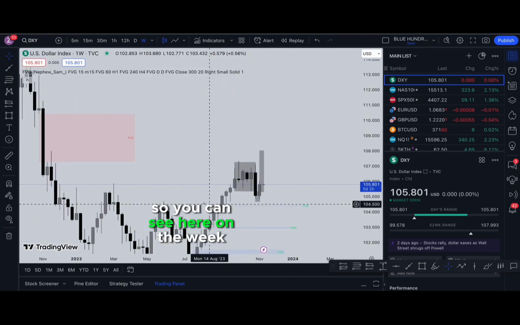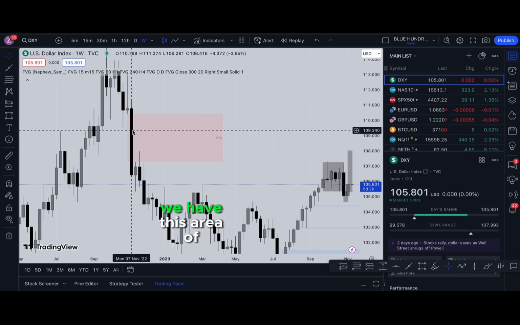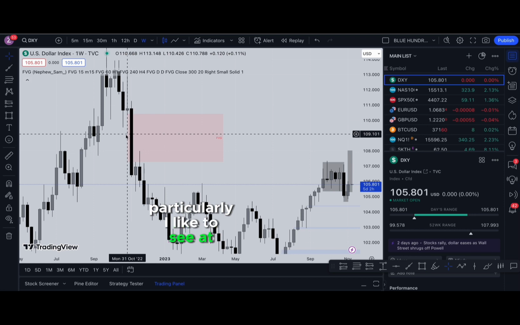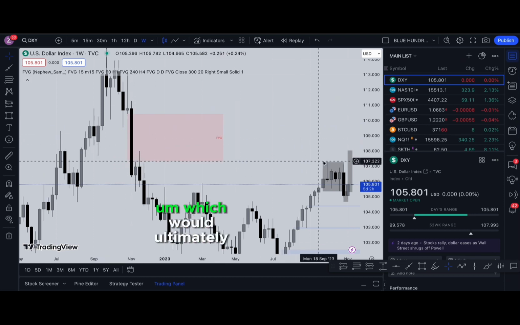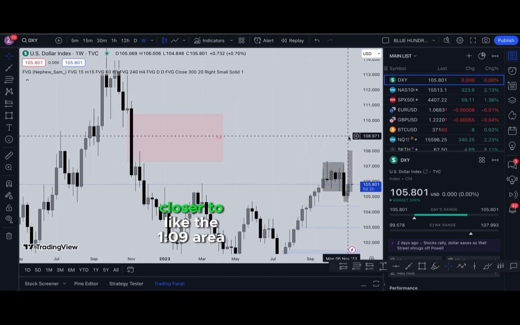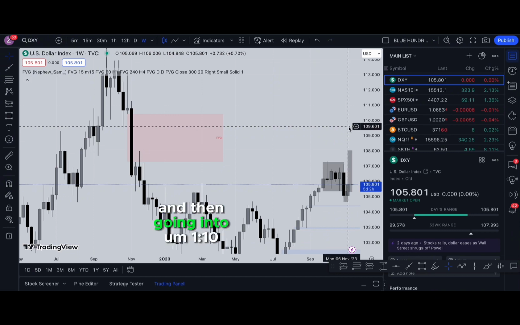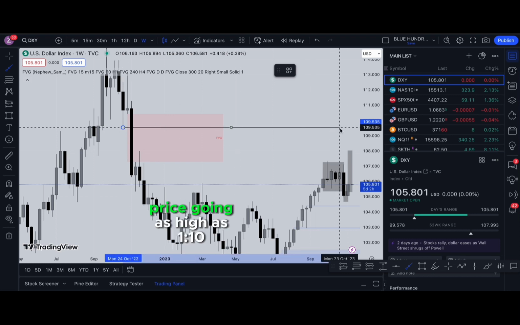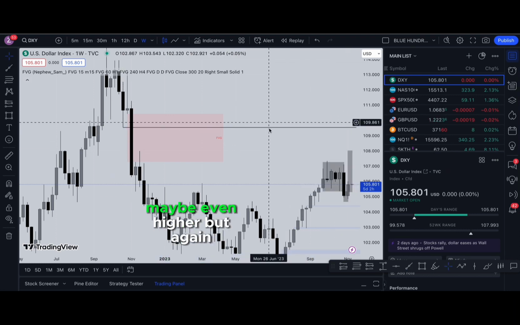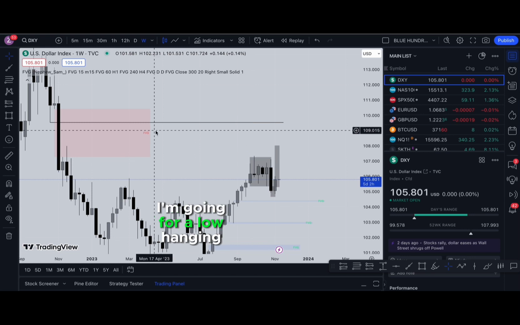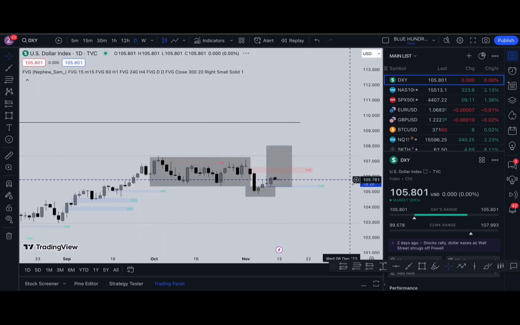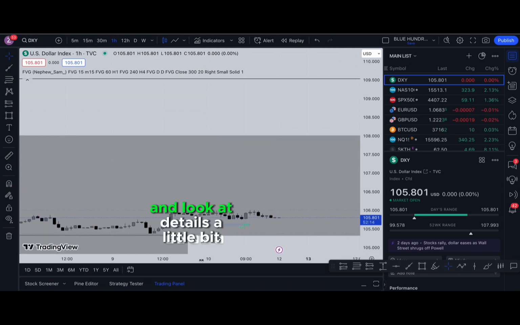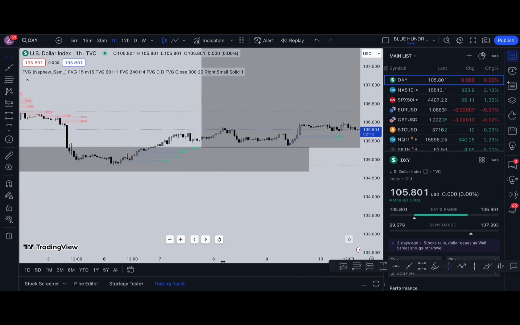So you can see here on the week, we have this area of inefficiency that needs to be filled. Particularly, I like to see at least 50% of that filled, which would ultimately be closer to like the 109 area and then going into 110. So we really could see price going as high as 110, maybe even higher. But again, I'm going for a low hanging fruit objective. So now let's go into the 1 hour time frame and look at details a little bit more.